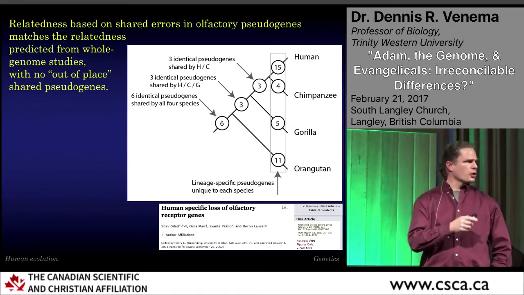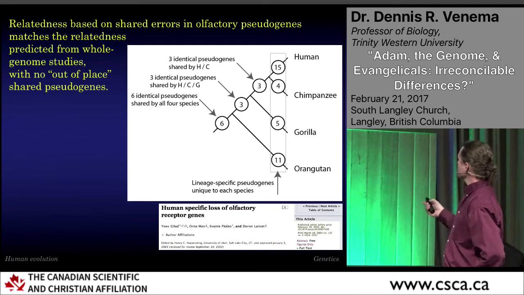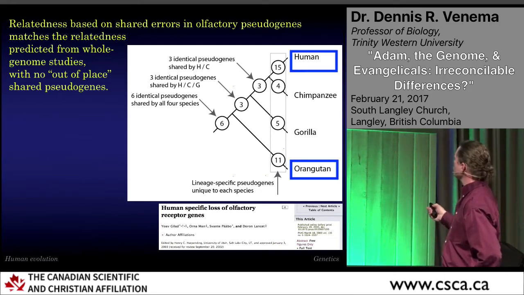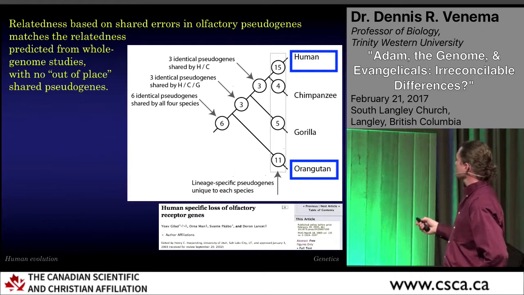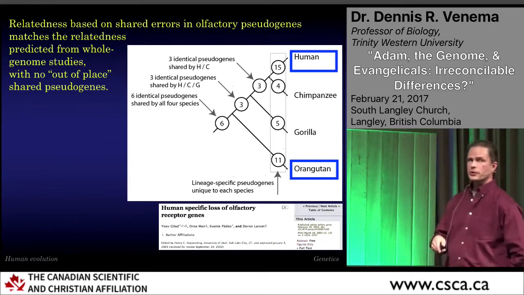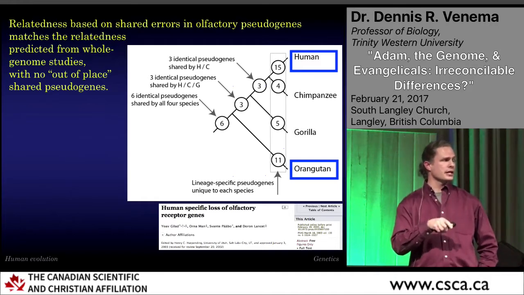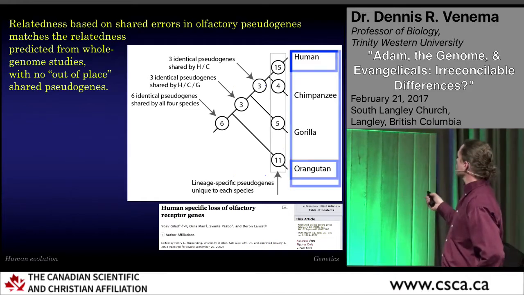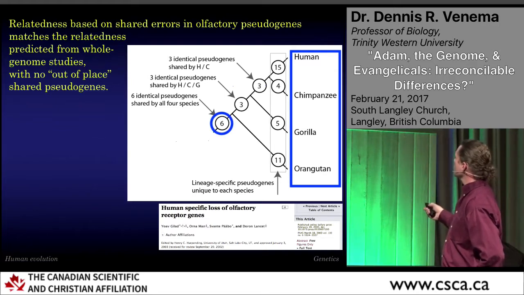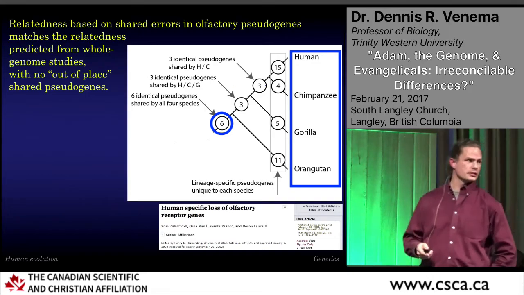Notice also what we're not seeing. What we're not seeing is, say, a mutation that's present in orangutan and present in human, but absent from chimps and gorillas. If a mutation is present in orangutan and present in human, we can predict with great confidence that that exact same mutation will also be present in chimpanzees and gorillas, because the prior ancestral population of humans and orangutans is also the prior ancestral population of gorillas and chimpanzees.